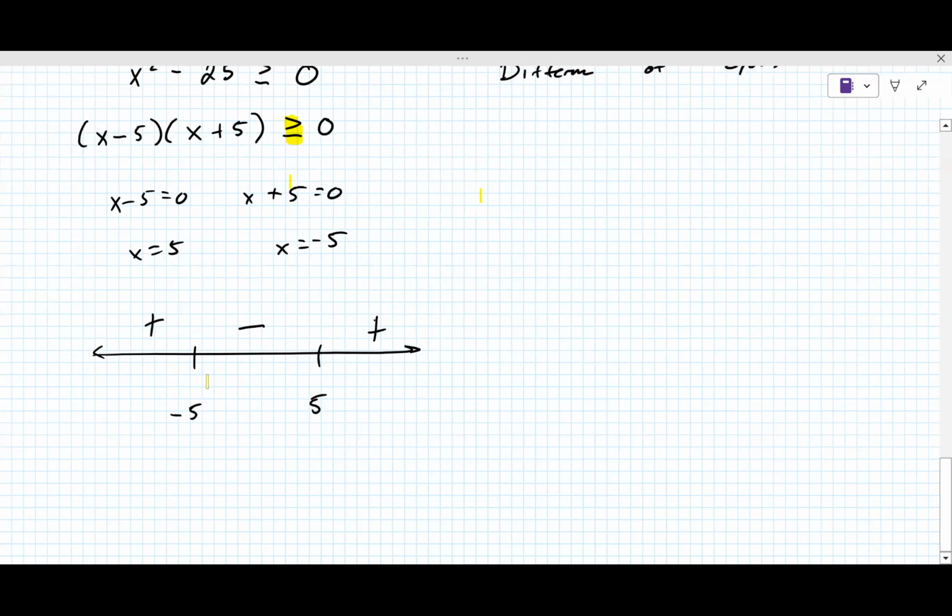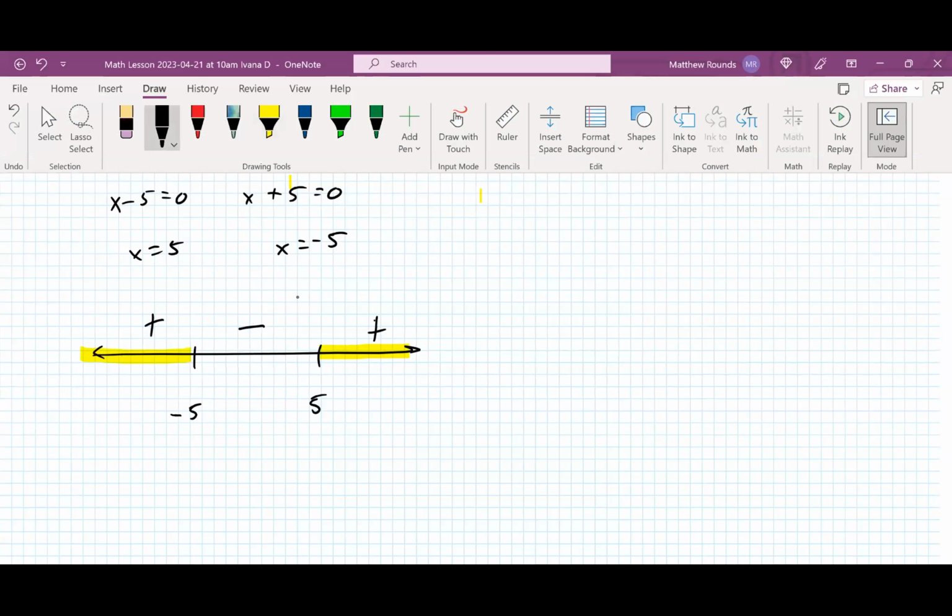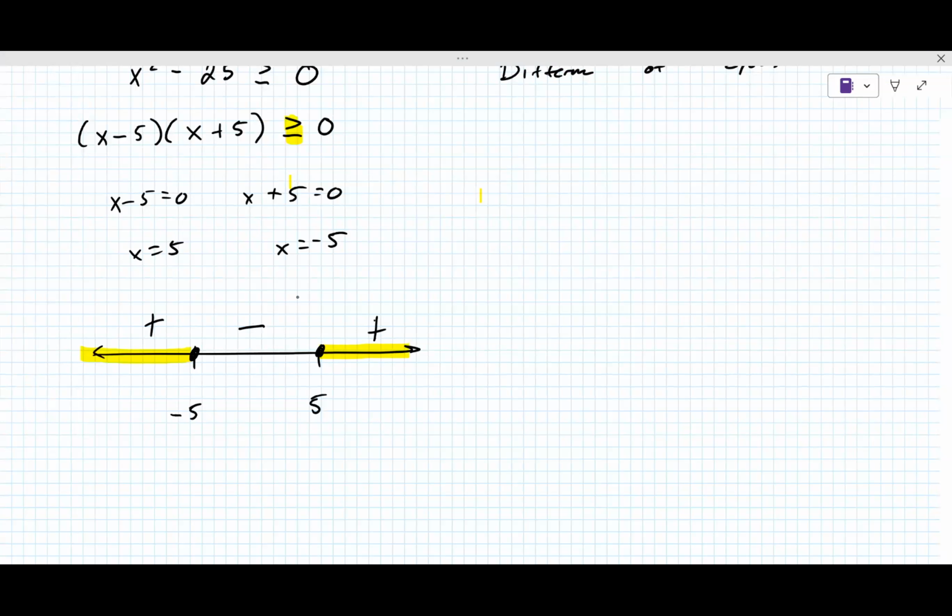Isn't that like a closed dot? It is, but you're looking for the plus regions. We want to put filled in there because it includes those points. Now, if you go left forever, that is minus infinity. And if you go right forever, that's positive infinity. So there are two intervals here. One goes from minus infinity to -5. The other interval goes from 5 to infinity.